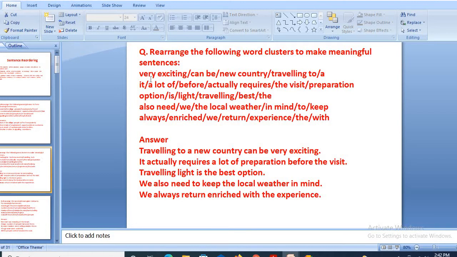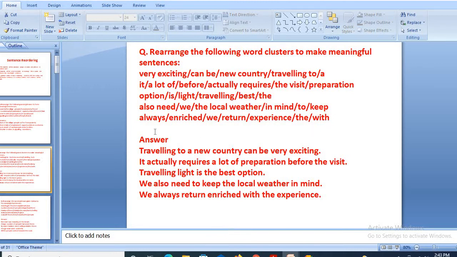Suppose you get a question like this: it, a lot of, before, actually requires, the, visit, preparation. Now how will you rearrange it? See, it actually requires a lot of preparation before the visit. So the jumbled words you are making proper, and obviously when you are rearranging it, it should have a proper sense.